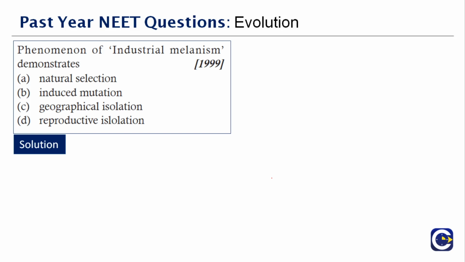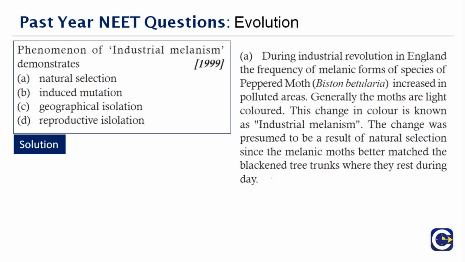So during the industrial revolution in England, the frequency of the melanic form of the peppered moth increased. Whatever I explained to you now is on your right side. So the color changed because of the industrial melanism, which was released from the industries.